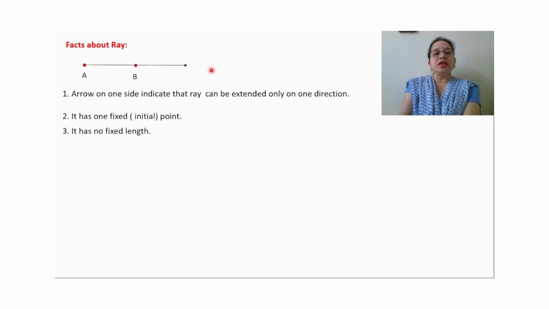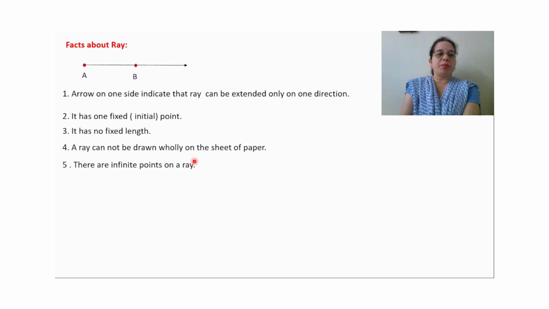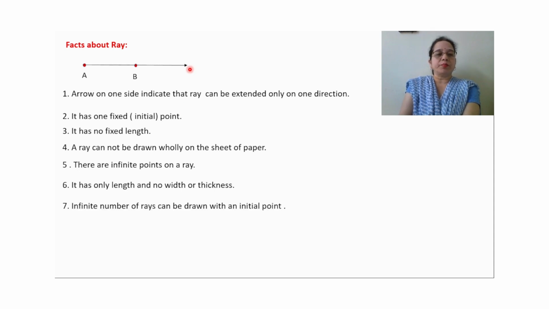A ray has no fixed length. Since we can increase in one direction, it means it has no fixed length, and in the same way the whole ray cannot be shown on a sheet of paper. Only a small portion of a ray can be shown on a sheet of paper. There are infinite points on a ray, since we can extend in one direction. A ray has only length. With the figure you can observe that a ray has only length, no width, no thickness.